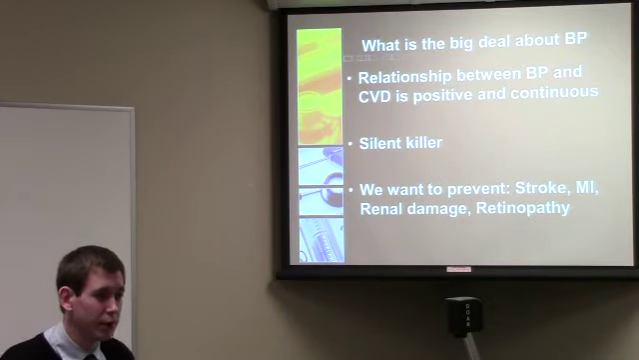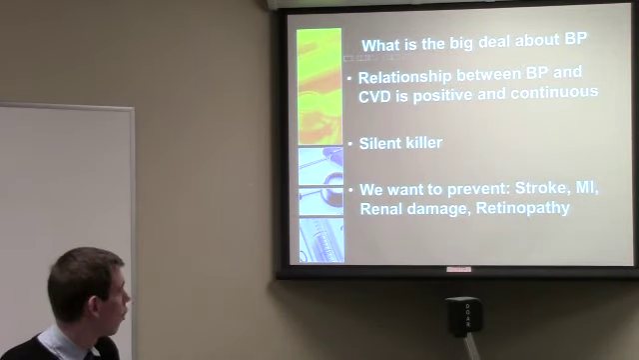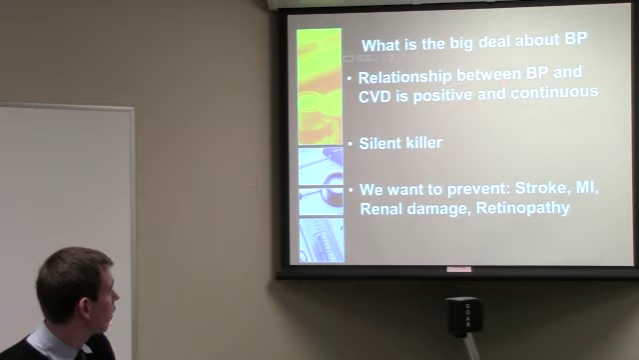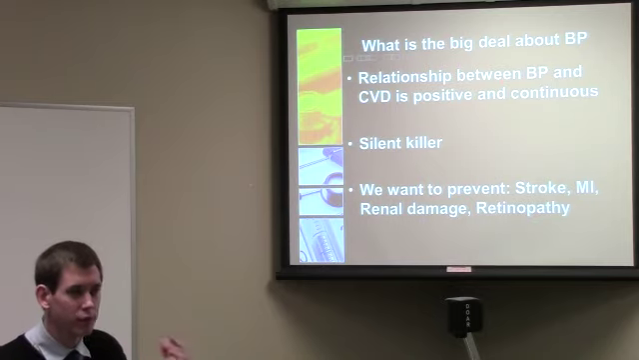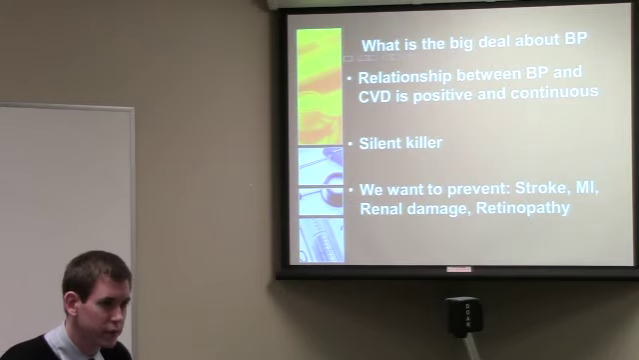So what's the big deal about high blood pressure? Why should we be concerned? Well, one, the relationship between blood pressure and cardiovascular disease is positive and continuous, meaning as blood pressure goes up, the risk for cardiovascular disease goes up.